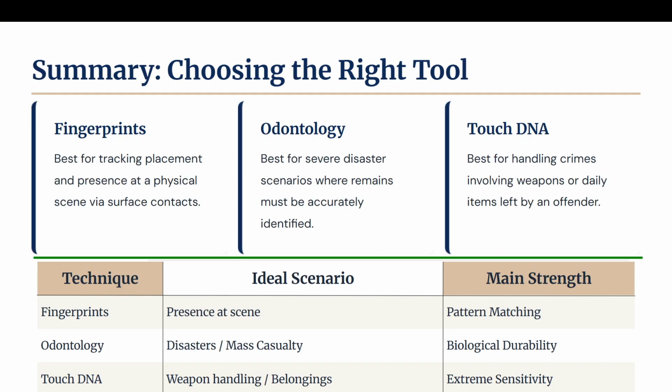If we bring all three pillars together onto a single matrix, the big picture becomes clear. Fingerprints are ideal for tracking presence at a scene via surface contacts, but the process is vulnerable to human cognitive bias. Forensic odontology offers unmatched biological durability for severe disaster scenarios, but becomes highly subjective when misapplied to bite marks on skin. And touch DNA gives us extreme sensitivity for handling crimes involving weapons or daily items, but that sensitivity makes it fragile and highly vulnerable to secondary transfer. This means that your cells could end up on an item that you've never touched before.